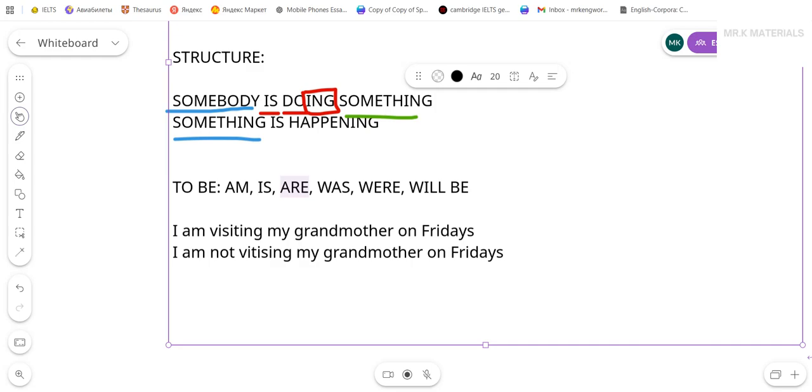For he, she, it, you use was. And for I, you also use was. For were, you use plural tenses. And you will be, you use for everything. It's quite straightforward.